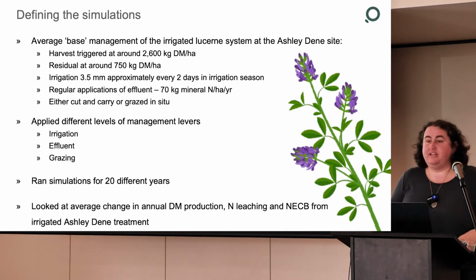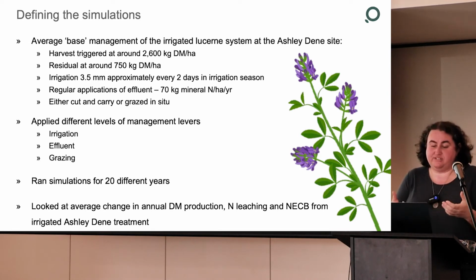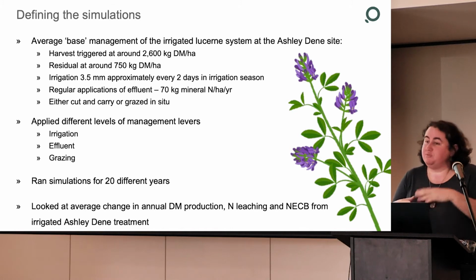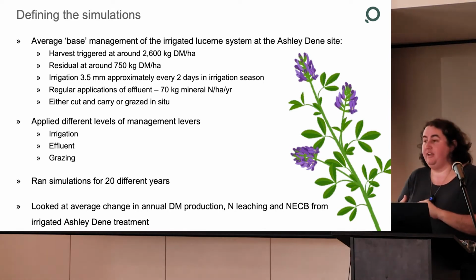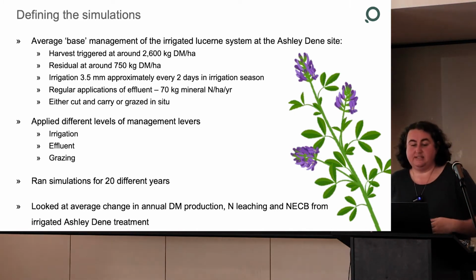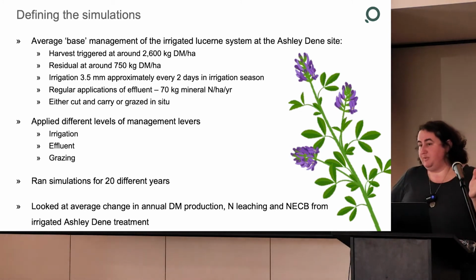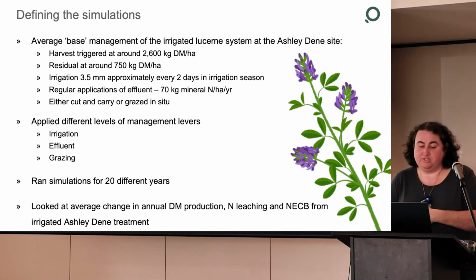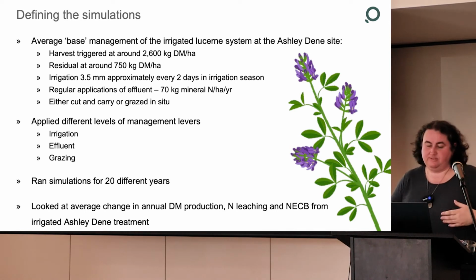So, as I said, the three management levers we were looking for were irrigation, looking at good management practice irrigation, so deficit, and whether there was more applied or less applied. The second being the concentration of effluent, and the last being how much, when there was a harvest event, was that all cut and carry, was it all grazed, or somewhere in between, so different proportions, and that it was able to move it from a binary cut and carry or grazed to some levels in between. You'll see the results in a minute.